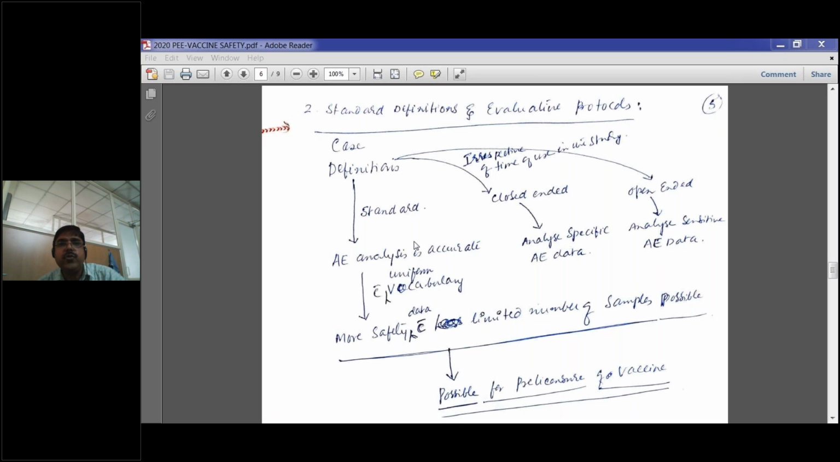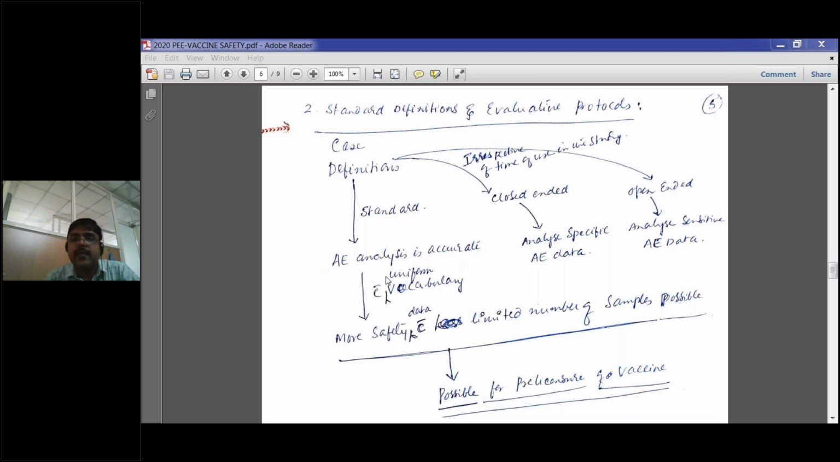So we should use the definitions which describe the meaning of a word or the meaning of any fact similarly. Then whatever analysis and whatever study we do will be very clear, and it can give sound results. Instead of sound, I call it standard results. That is why using case definitions will give standard results when we do the adverse event analysis, which will be accurate in nature.